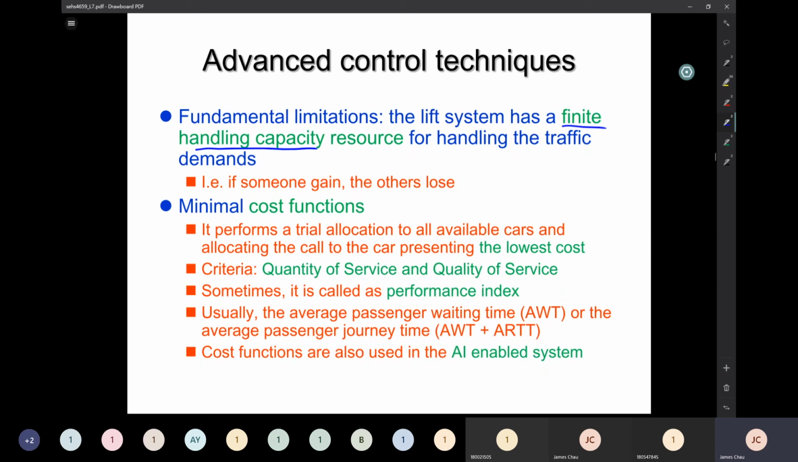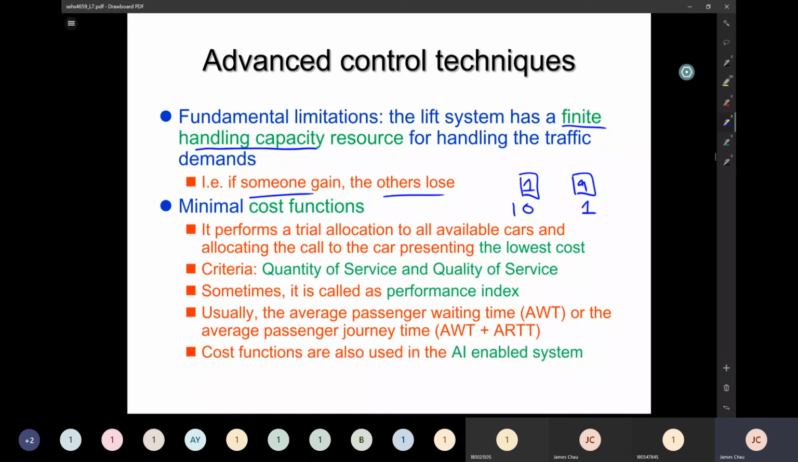In our algorithm, we find that when someone gains, the other loses. If the lift system is going to serve two calls, for example, first floor and the fifth floor. For the first floor, we have 10 passengers. For the fifth floor, we have 1 passenger. So how do you decide to serve, right?